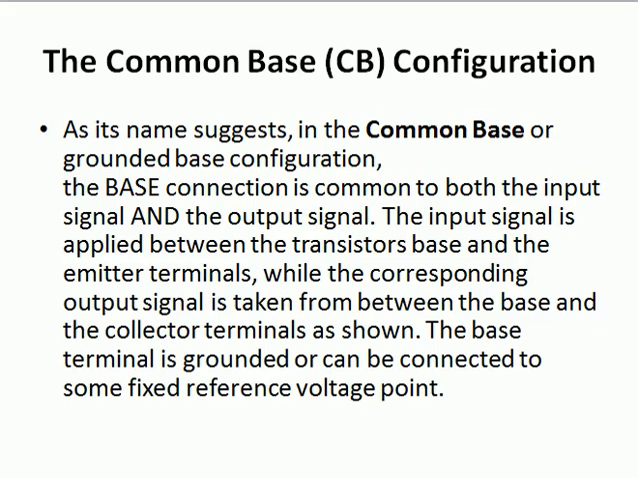Because when we have the common base configuration, the input signal is applied between the emitter terminal and the base terminal, and the output we are taking at the points of base and the collector. So here you see, the base is common. The base is used at the input side as well as at the output side. That's why we say the base is common in such a configuration.